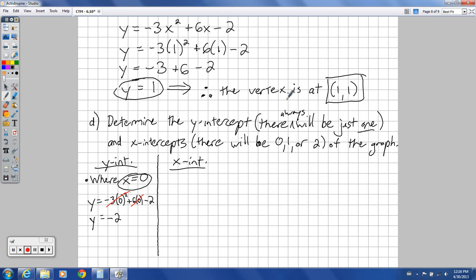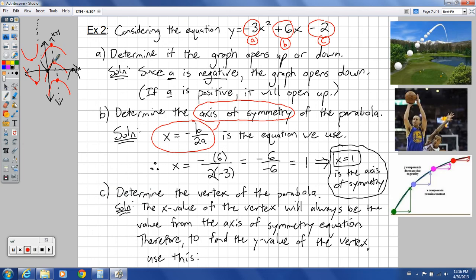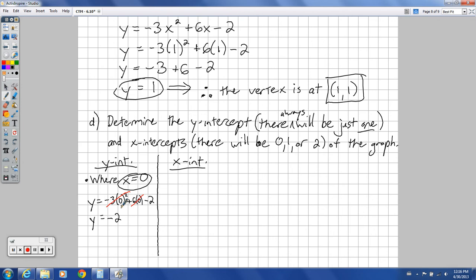Notice that's different than the vertex. The vertex is the highest point it's getting to, and the y-intercept is where it's going to cross the y-axis. So back to this graph here. If the vertex is at 1, 1, the graph is going to cross the y-axis at negative 2, down here. We're starting to get an idea of what it's going to look like. We'll draw that more carefully in a bit.